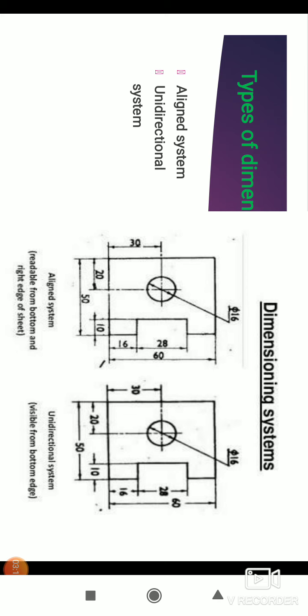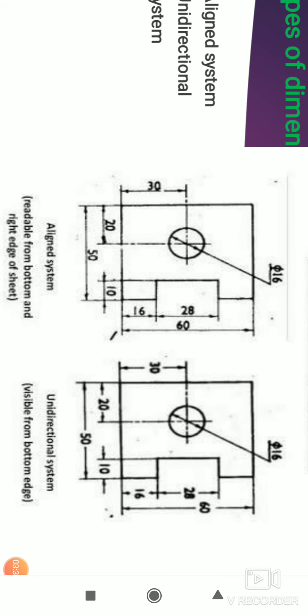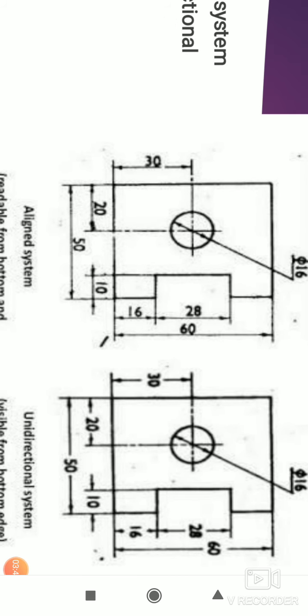Coming to a very important thing, types of dimensioning. In drawing, dimensioning is generally classified into two types: the aligned system and the unidirectional system. So what is the aligned system? Here you can see two figures showing the two dimension systems. In the aligned system, dimensions are placed parallel to the dimension line.